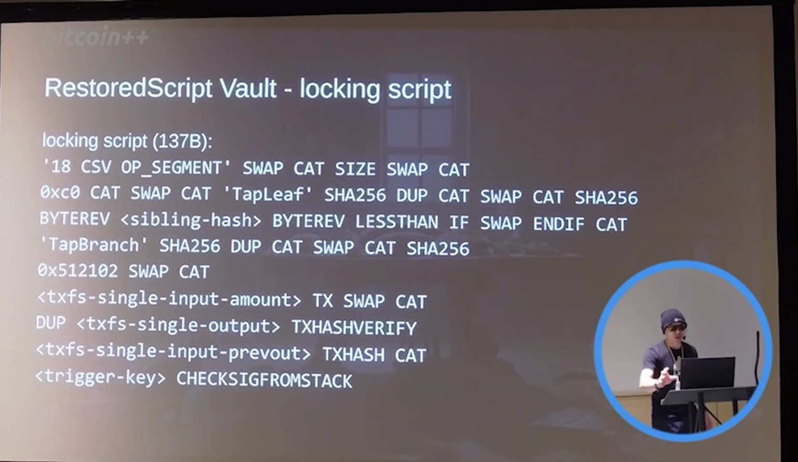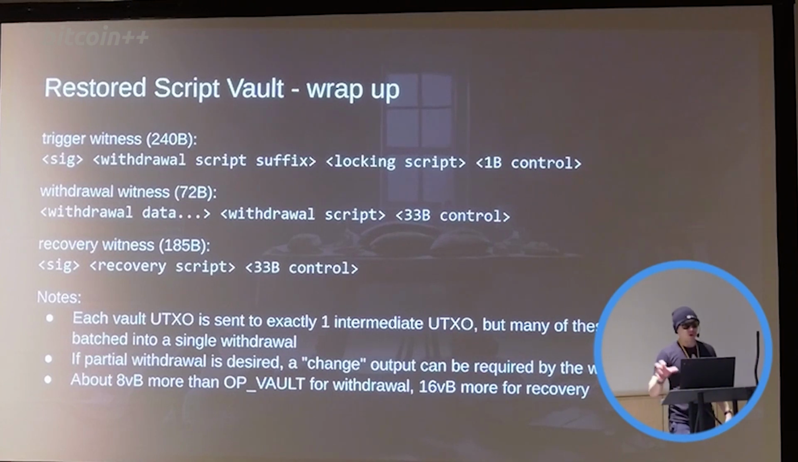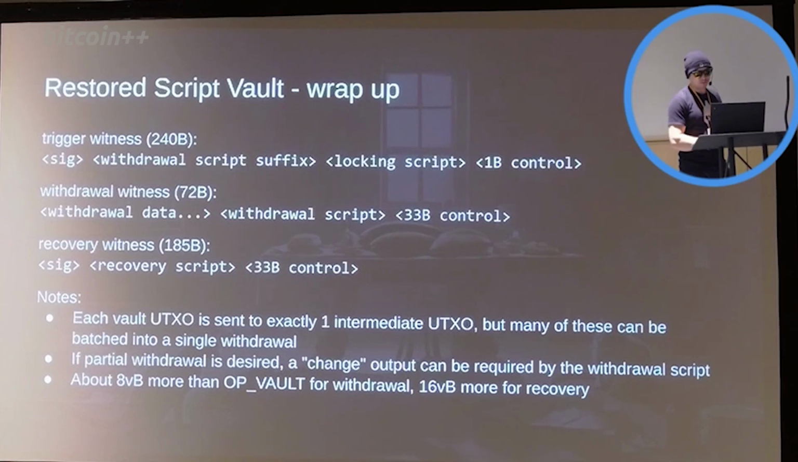Okay, so this is pretty cool. The downside of this is it is a bit bigger than using op vault. I kind of guesstimated and hand waved, that I think it's about 8 vbytes larger than op vault when you're doing a withdrawal, and 16 vbytes more total when you're doing a recovery. So this is more expensive than op vault, but you can build it in just restored script without a specific vaulting opcode. So I thought that was cool.